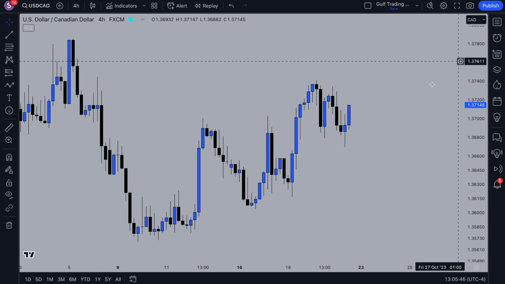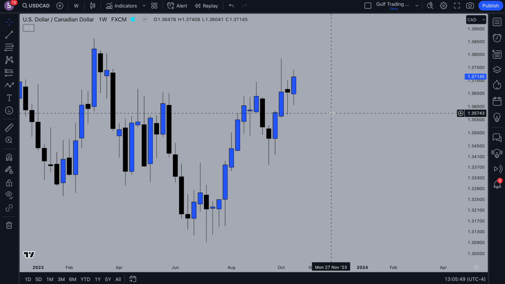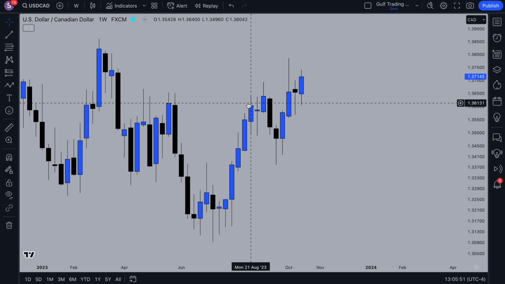So then on to USD CAD, I'll go back up to the weekly, see what's going on here, and the main thing, price is bullish.